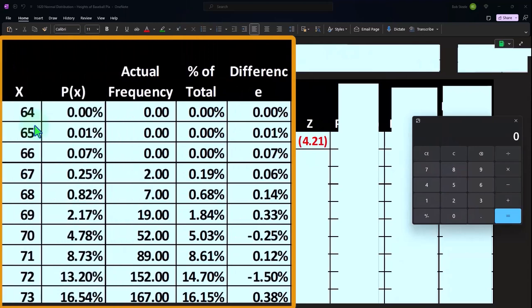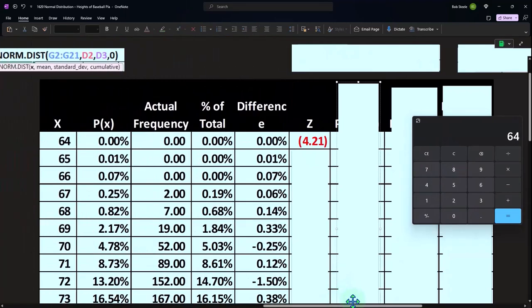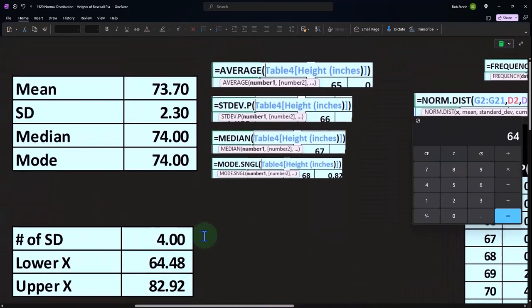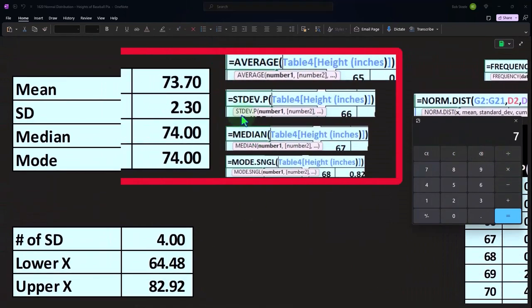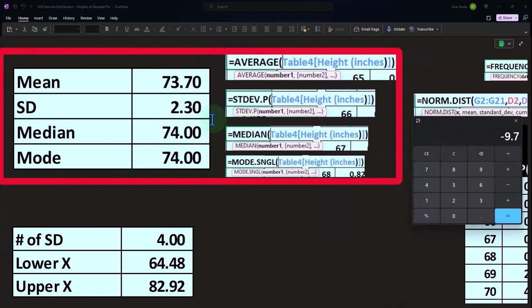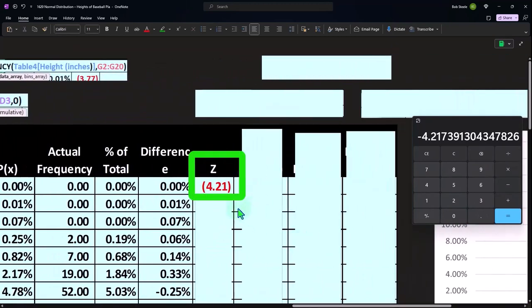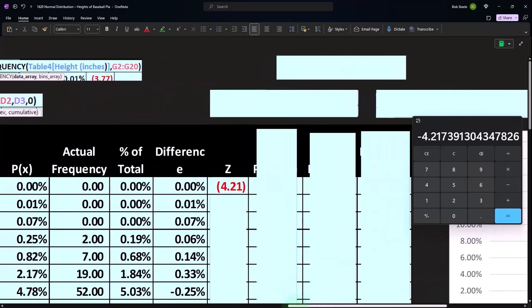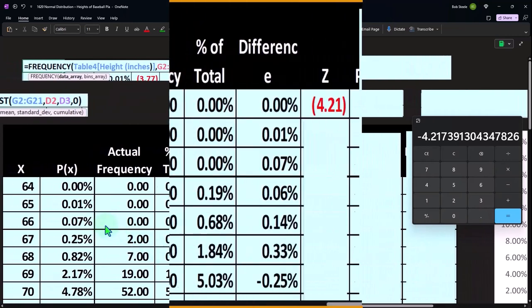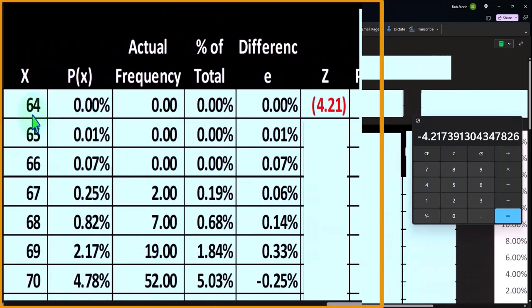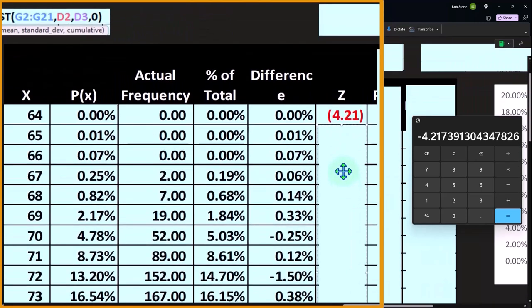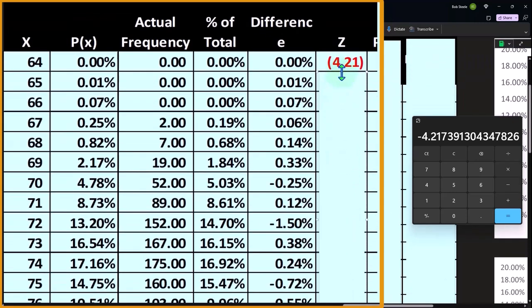So how do you calculate it? 64 in this case is the x, the number of inches, minus the average number of inches, which is 73.7, divided by the spread, standard deviation 2.3, and that gives us our 4.21 in this case. So if we were to take an individual, we can say this is their actual height in inches, the x, or we can say this is how far away they are from the middle point of the population, the mean, which is the z-score in terms of standard deviations, right?